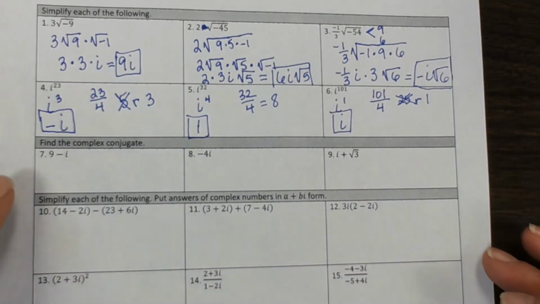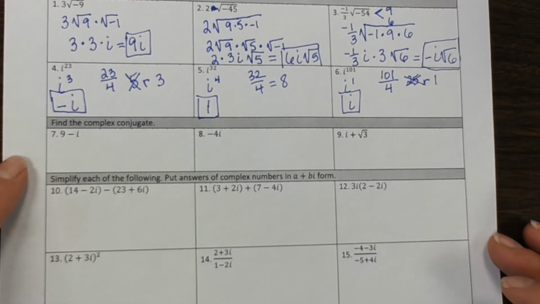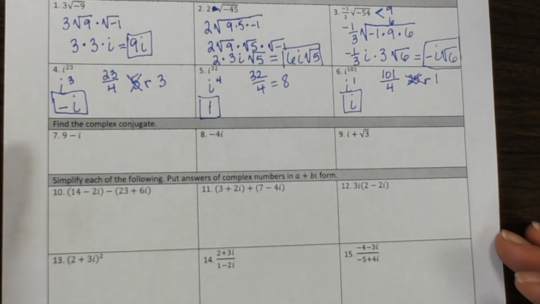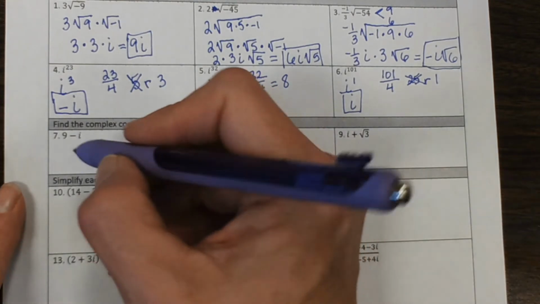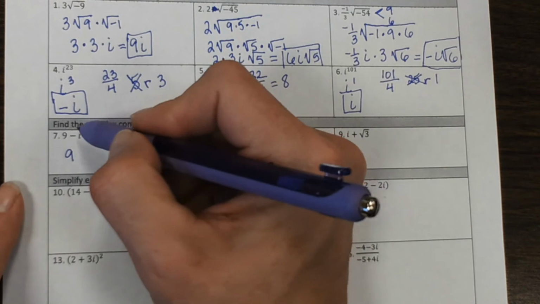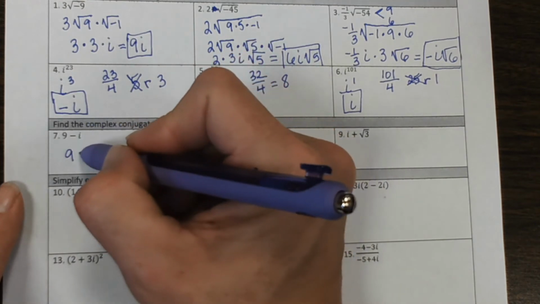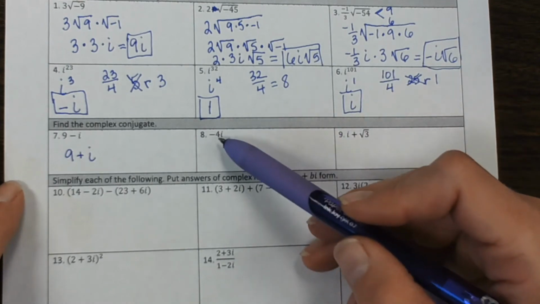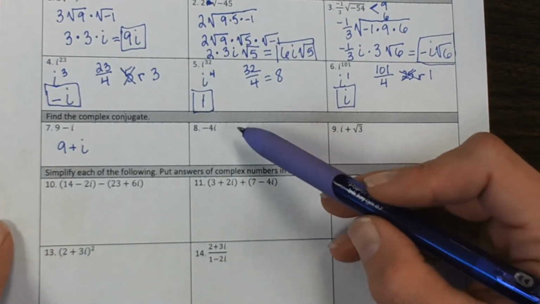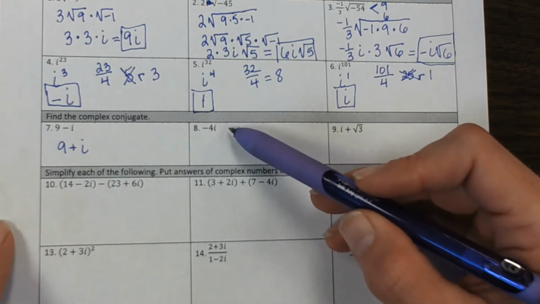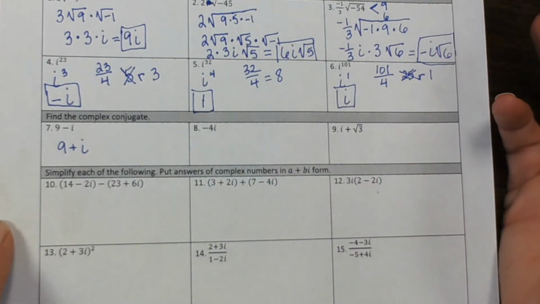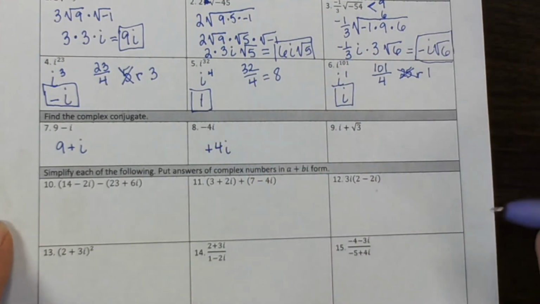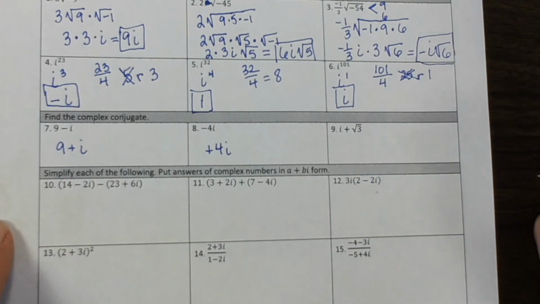All right, now we're going to look at finding the complex conjugate. Now remember, the complex conjugate, I keep the real number the same, and all I do is change the imaginary part. So my 9 stays the same. My imaginary term was negative, so I'm going to make it positive. That's it. Now, for number 8, I don't have a real part. So the real part is kind of just 0, but I do still need to change the sign of the imaginary part. So it would just become positive i.